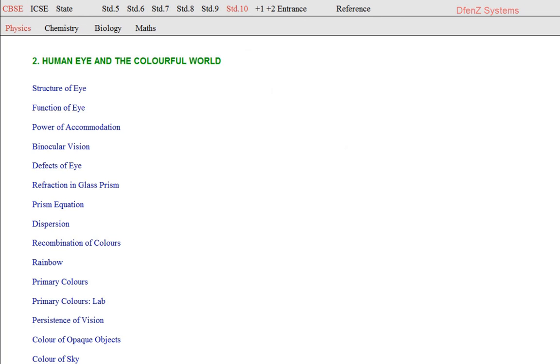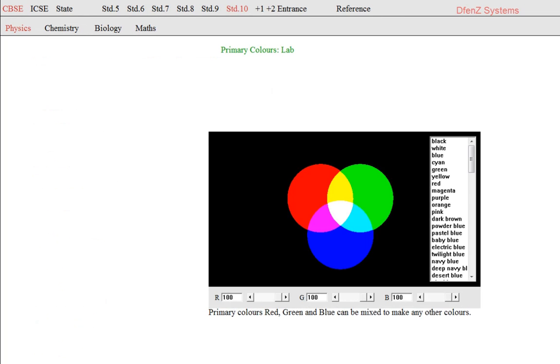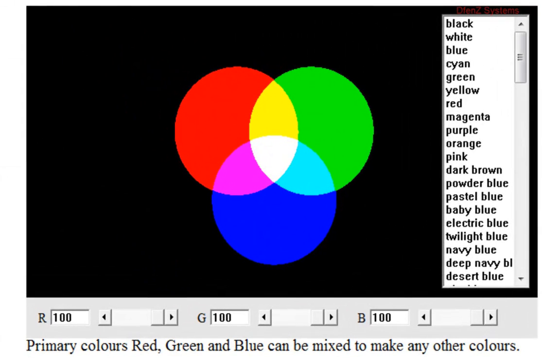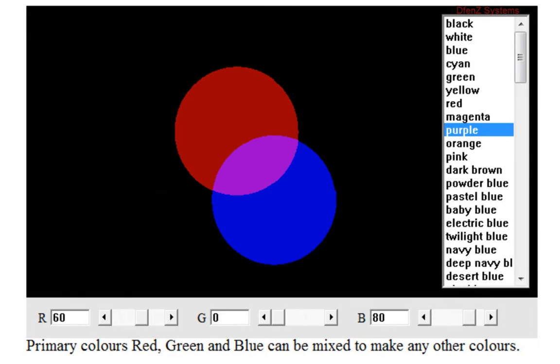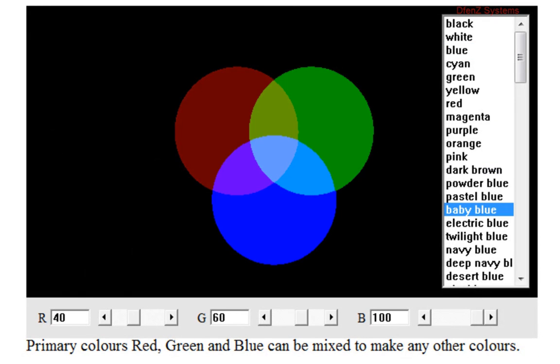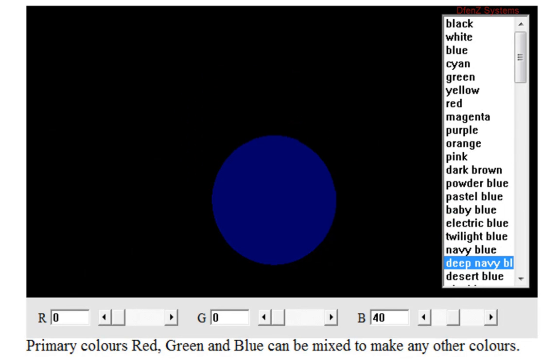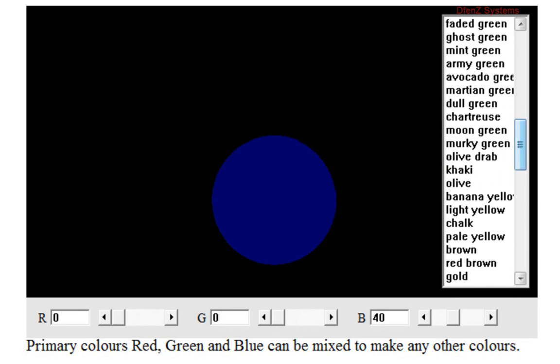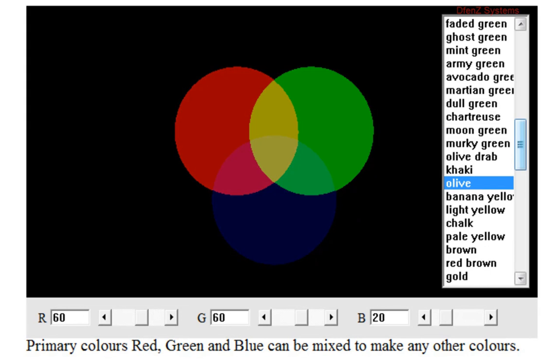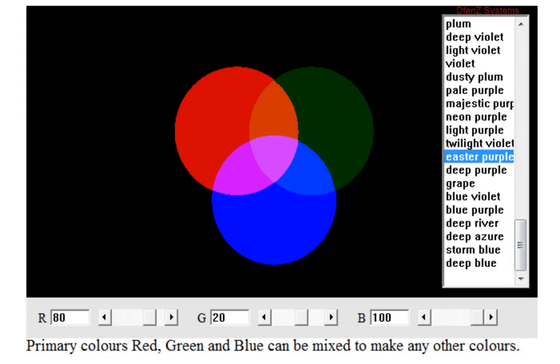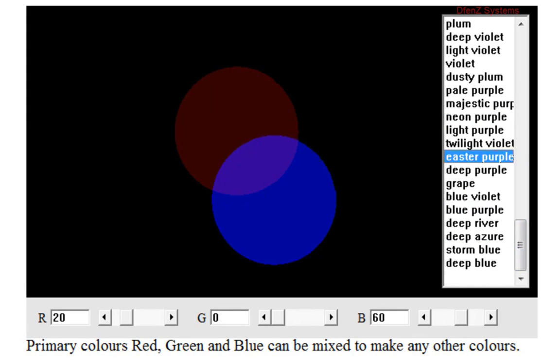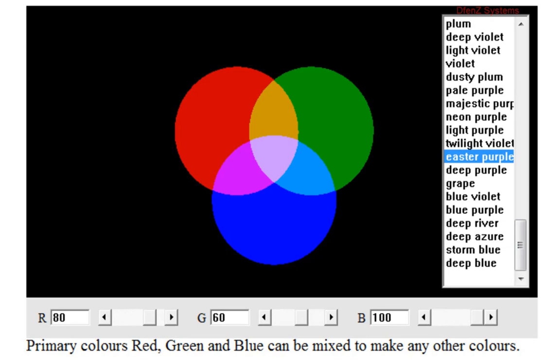Let's see primary colors lab. Primary colors are red, green and blue. Here you can click and see how different combinations are possible. There are a lot here. Not only that, you can change each and every color and see how it affects.